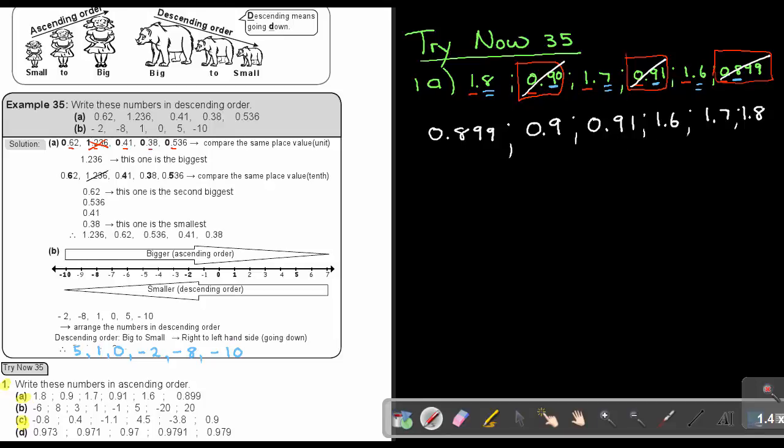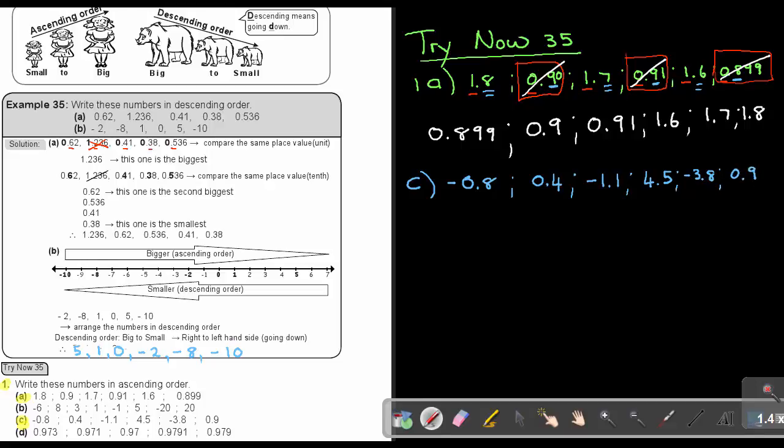Okay, let's look at number C. Now, if you look at number C, let's first write it down. Is 0, negative 0.8, then 0.4, then negative 1.1, then 4.5, and then negative 3.8, and then 0.9.